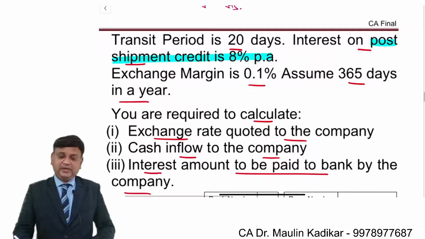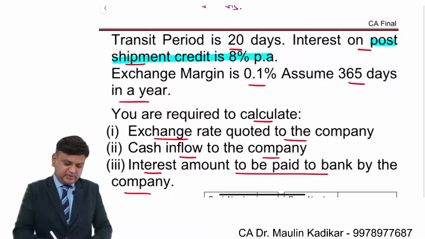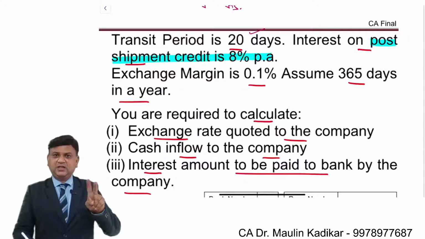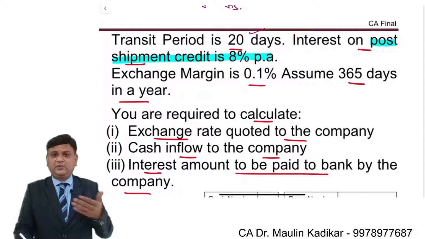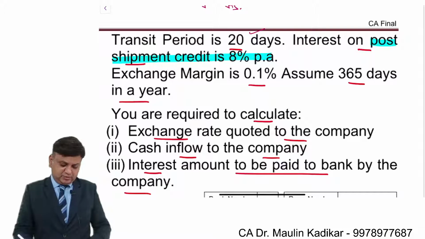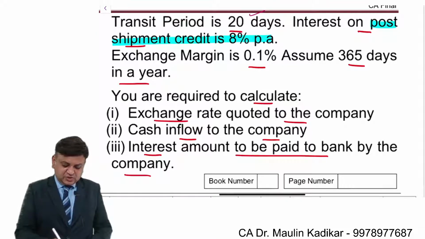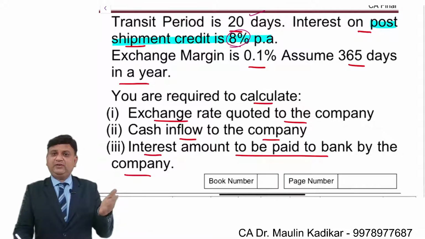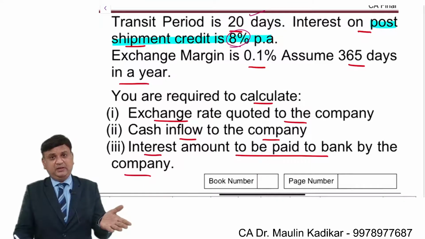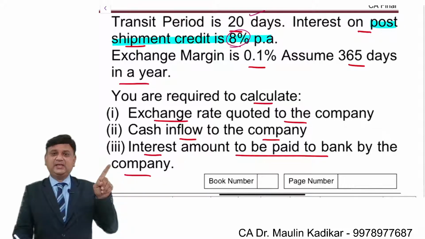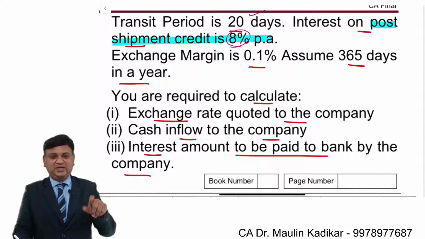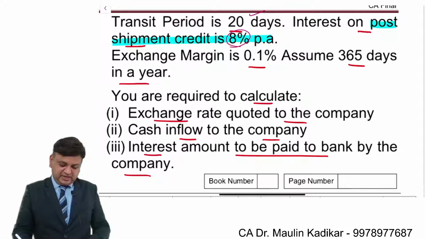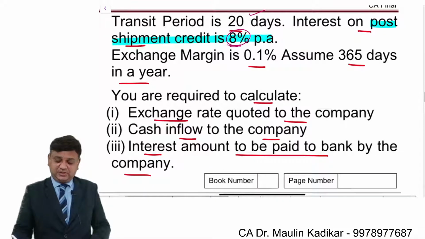The question is providing further the transit period is 20 days, means it will take a time period of 20 days since completion of the entire procedure. Interest on post shipment credit is 8%. So immediately we are going to discount the receivable, and whenever the bank is going to receive, at that point of time the bank is going to stop charging interest to us. Till that point of time the bank will charge interest at the rate of 8%.